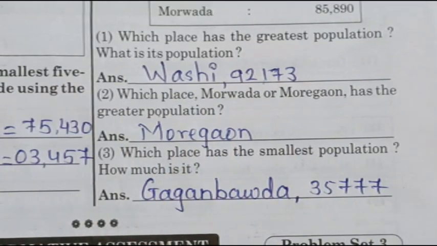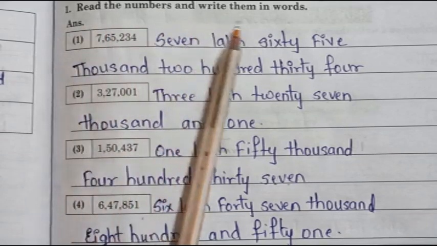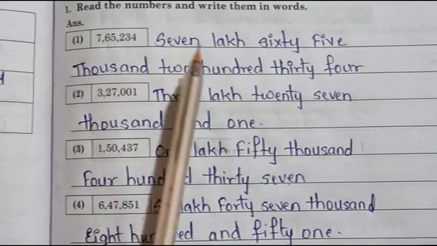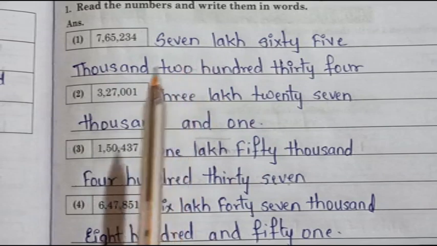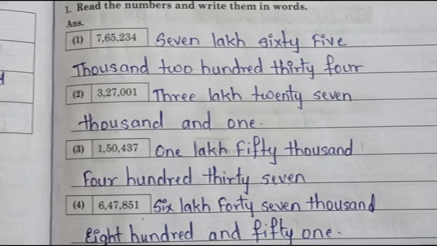Okay. Now students, on the same page, page number 55, there is problem set 3. In that formative assessment, the first question is to read the numbers and write them in words. So you have to read these numbers and write them in words. Already I have explained this. You just have to copy these answers in your combined book number 1. Okay.